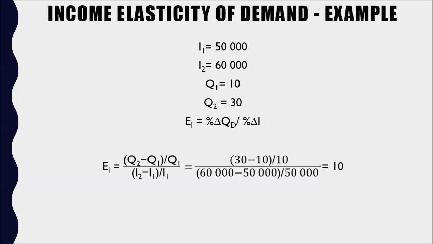Our income elasticity of demand is 10 for movie tickets, but what does this number mean? Since this value is above 1, that means movie tickets in this economy are considered luxury goods.